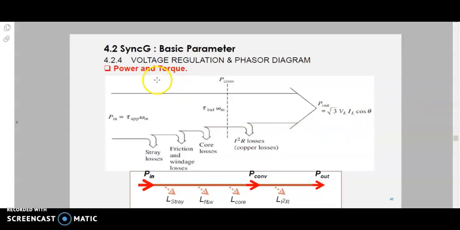In terms of the power flow diagram, for a generator we are measuring the electrical output. Your output will be significantly reduced due to the losses of your system, namely stray loss, friction, windage, and core losses, which are on the left side, before being converted into your output power.